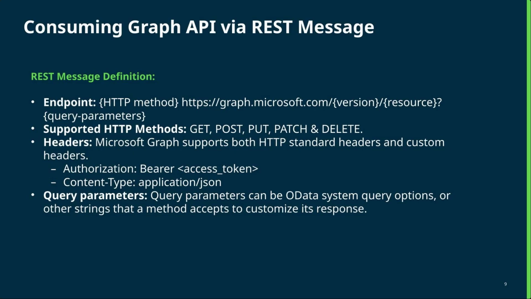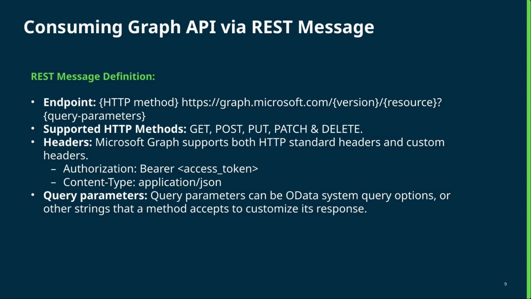First of all, we need to get the endpoint for the particular Graph API. The endpoints are always similar: https://graph.microsoft.com, then the version, and then the resource. The resource might be users, chat, group, calendar, or mail. Different kinds of resources are available out of the box from the Microsoft Graph.